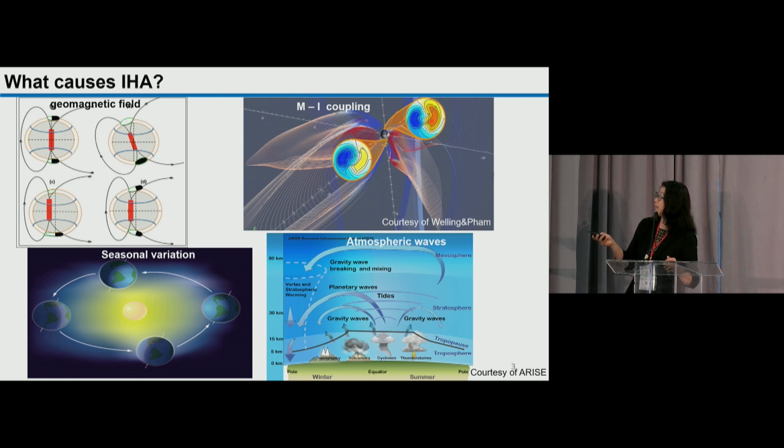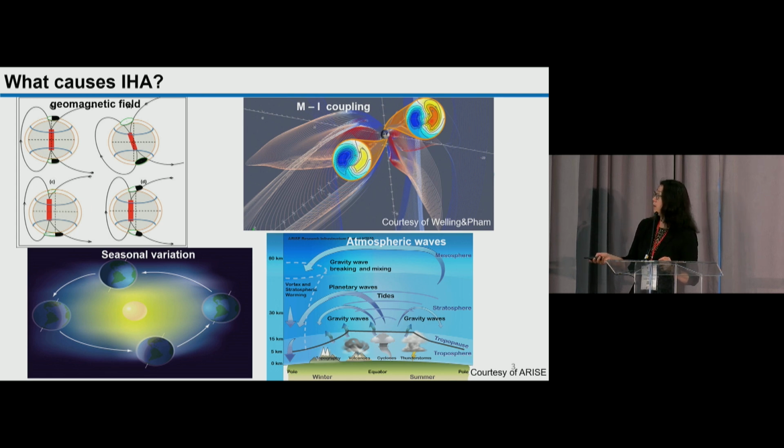First of all is the geomagnetic field. Our Earth's magnetic field is not a perfect dipole. Here we show several possible configurations of the magnetic field. First is a perfect dipole, the second is a tilted dipole, the third is a shift to the day side and shift to the northern hemisphere, and the last one is the shift to the day side. The reality is that Earth's magnetic field is a tilted and shifted dipole. So naturally, it is going to generate a lot of asymmetry in our system.